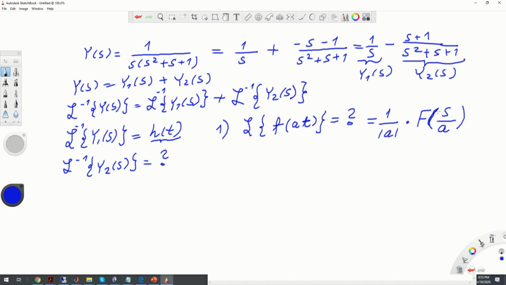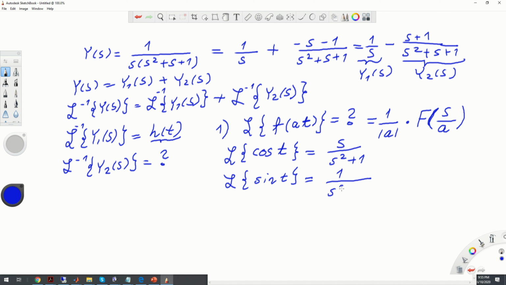Okay, why is this property important? In my previous post, I showed you how to compute the Laplace transform of sine and cosine functions. For example, the Laplace transform of a cosine function is s over s squared plus 1. The Laplace transform of a sine function is 1 over s squared plus 1.